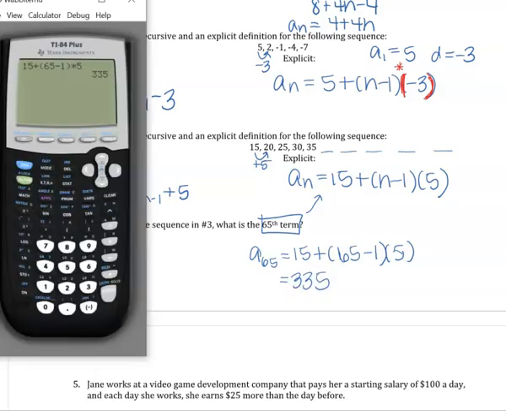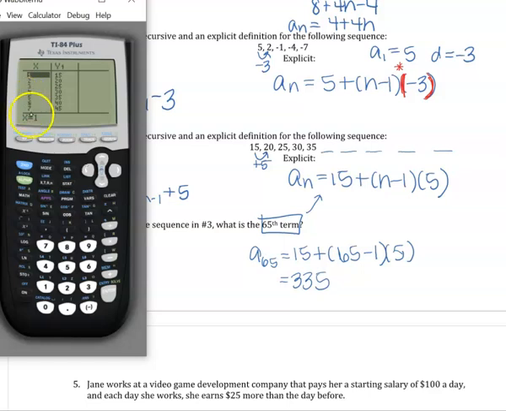Now, something else I want to show you is verifying that this explicit formula matches this sequence. If I go to y equals in my calculator and type in 15 plus, I'll use x instead of n because that's my variable. Okay, I've now typed in my explicit formula for y1, and I'm going to go to my table of values. Let me reset it to 1. All right, there you go, guys.